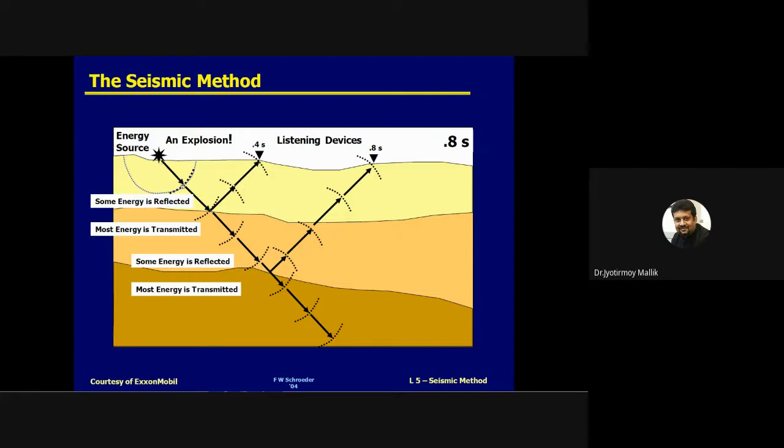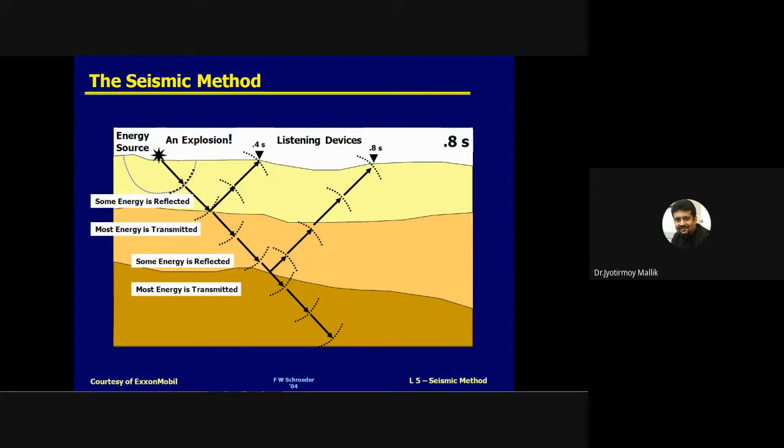And then some part of the elastic wave again propagates through the second layer, and then it again hits the boundary between layer 2 and layer 3, and then it reflects again. Okay, and so on and so forth. Then some part of the energy is transmitted, right? So some part is transmitted, some part is reflected.